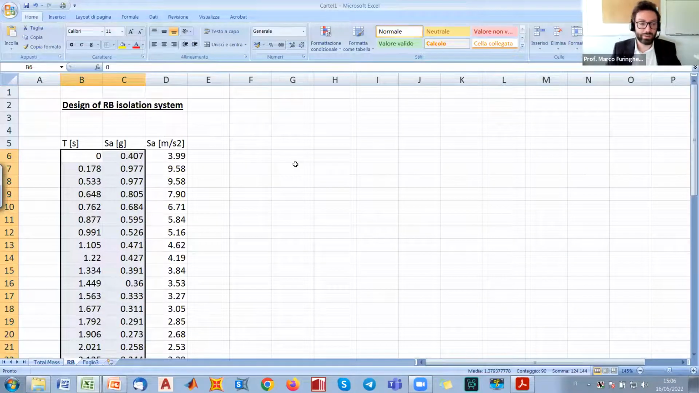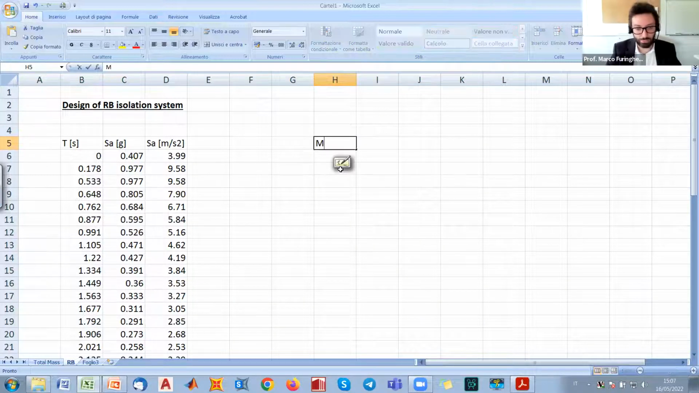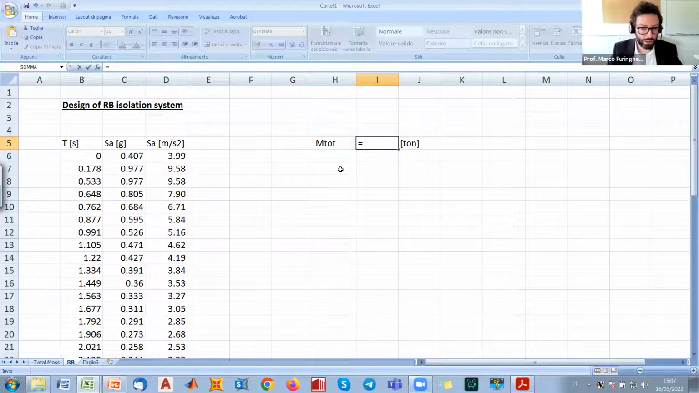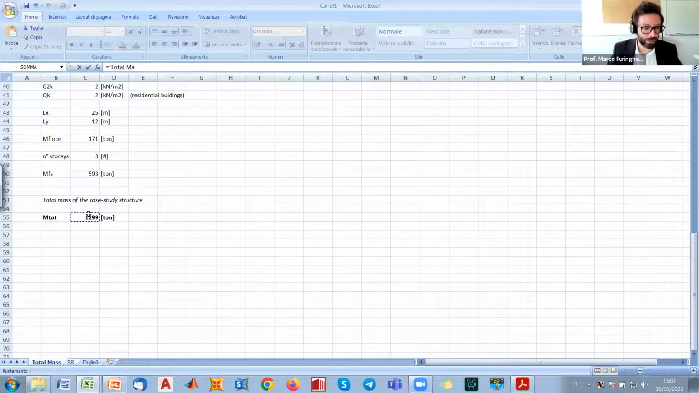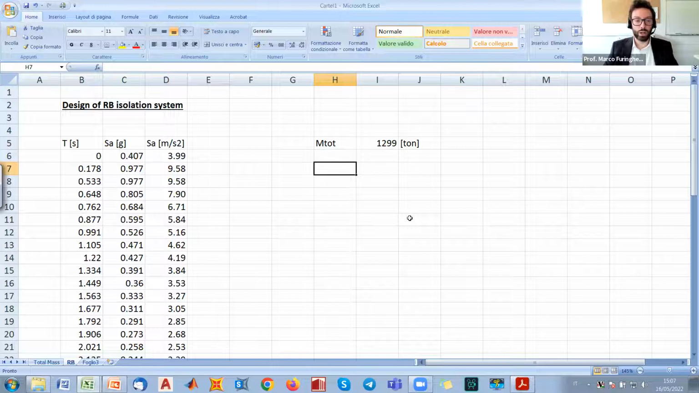So now we can start with a rubber bearing isolation system. Let's write here the result for the case study structure, which is M total, the number that we have just computed. We go back to the previous spreadsheet, and this is 1,300 tons. According to this, we have to define the minimum isolation period to consider for the definition of our isolation system.